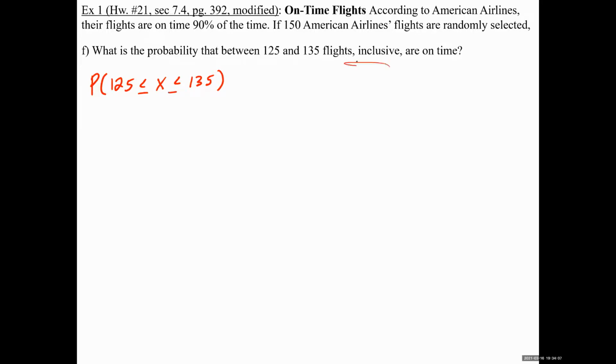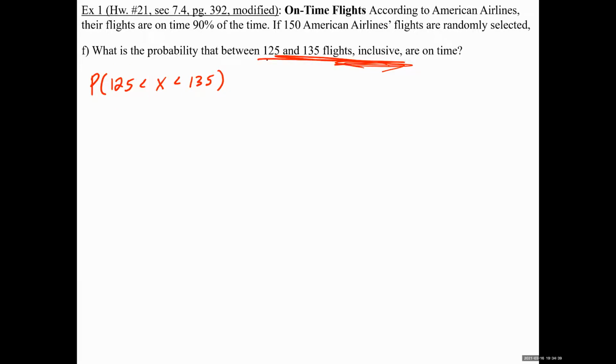When it says inclusive, it means include the end numbers. So you're going to be putting less than or equal to's. Because if you put less than, then x can't be 135. X has to be less than 135. It cannot equal 135. So we're not including this number as possible if you put a less than. Same thing here. If you put a less than there, x has to be bigger than 125. It can't equal 125.